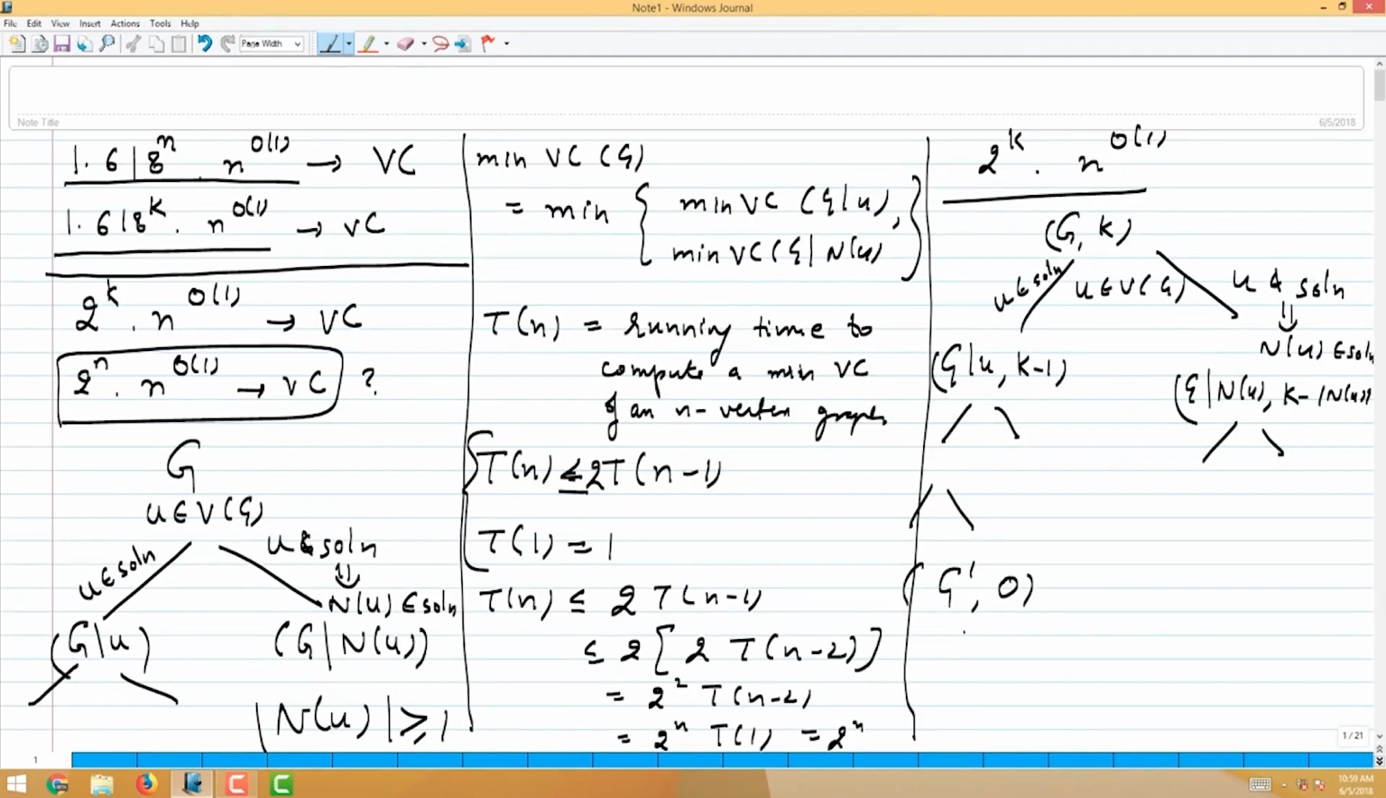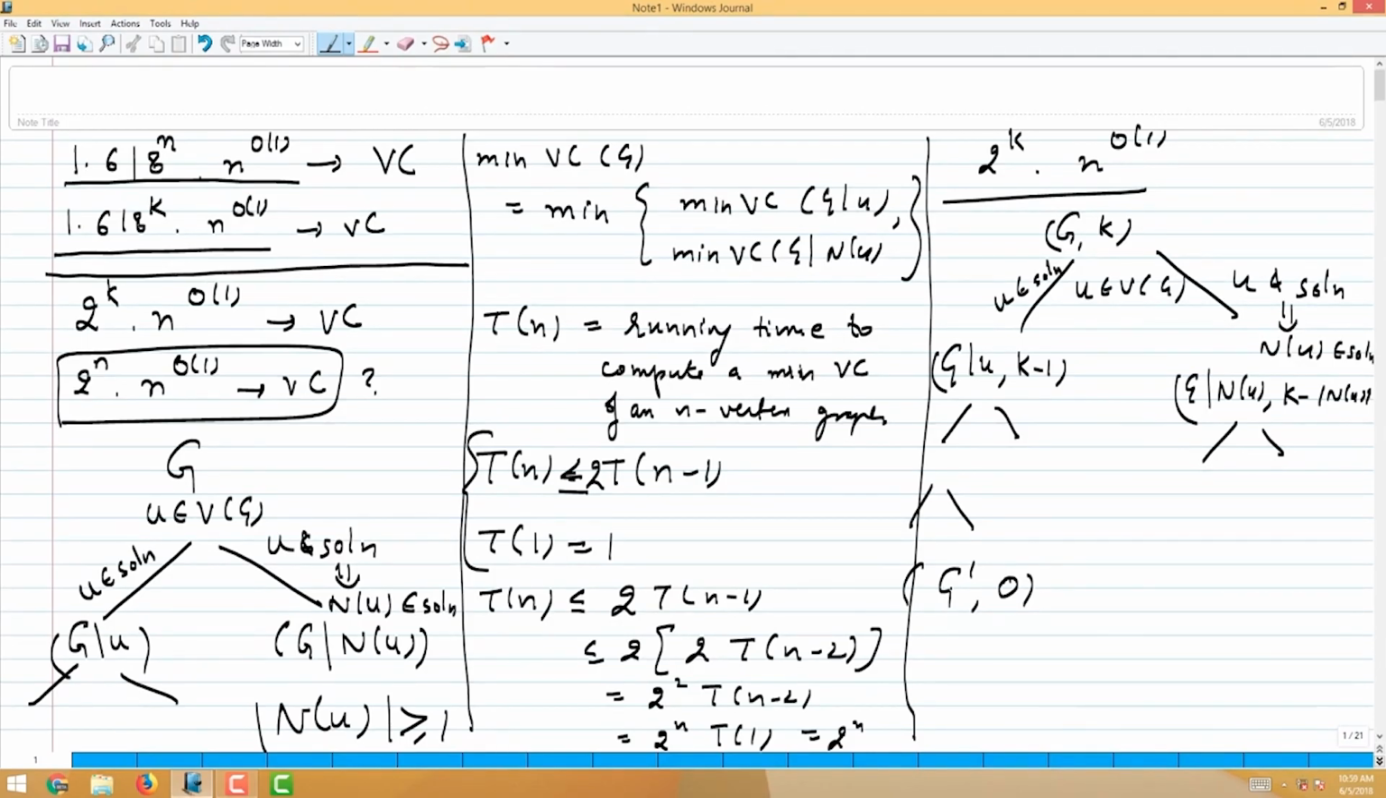How will G prime look if it has a vertex cover of size 0? Exactly. So I just have to check if G prime is an independent set. It forms an independent set, right? So I don't have to go till n steps. I can stop after k steps.